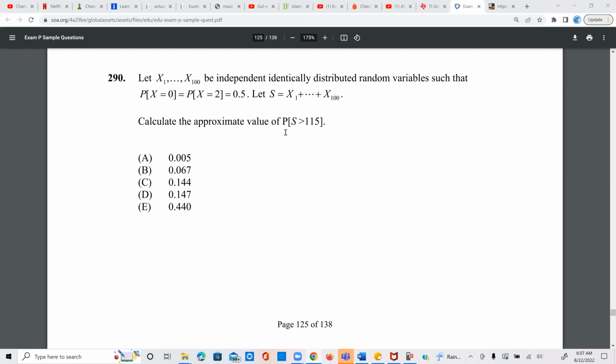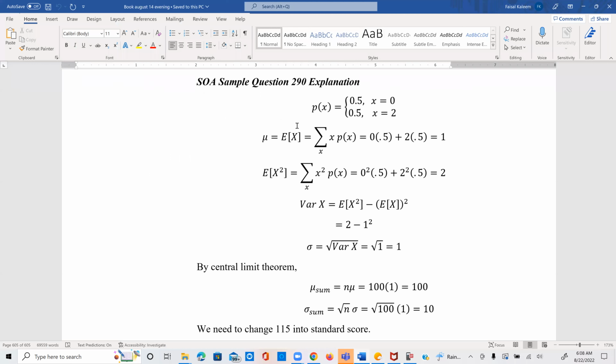So each of these variables takes on only the values 0 and 2, because we are given that the probability of 0 is 0.5 and probability of 2 is 0.5. And since the two 0.5s add up to 1, it means there is no other probability that they take. And so this is just a variable which takes only 2 values. And so we start by tabulating it. Probability of x equals 0.5 for x equals 0 and also for x equals 2.